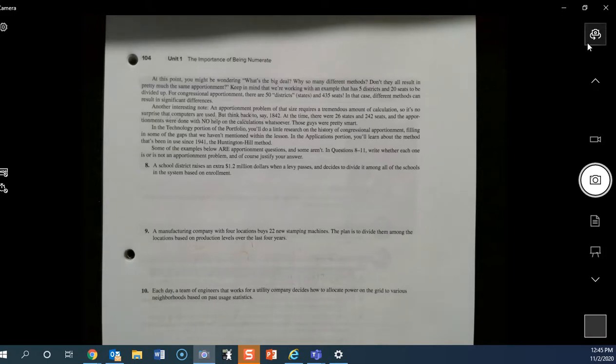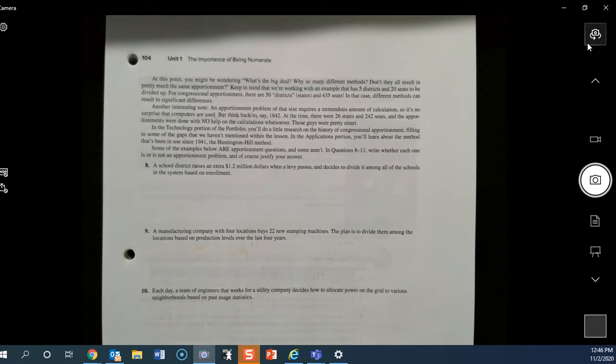In the technology portion of the portfolio, you'll do a little research on the history of congressional apportionment, filling in some of the gaps that we haven't mentioned within this lesson. In the applications portion, you'll learn about the method that's been in use since 1941, the Huntington-Hill method. Some of the examples below are apportionment questions, and some aren't. In questions 8 through 11, write whether each one is or is not an apportionment problem, and of course, justify your answer.